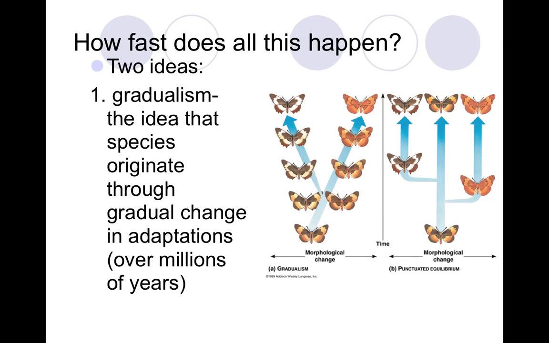So let's talk about this. How fast does all of this happen? First of all, there are two ideas out there. Number one is gradualism. That's the idea that species originate through gradual change and adaptations over millions of years. So keep that in mind. Gradualism means that you have your organism and over time they are going to change, and it's going to be over millions of years.